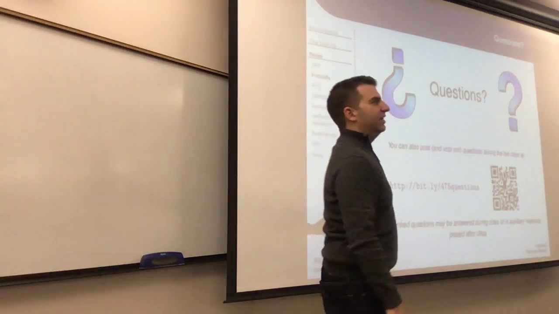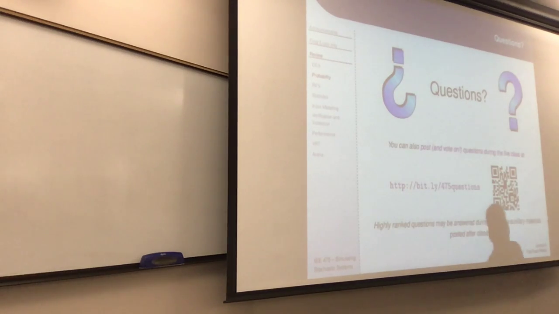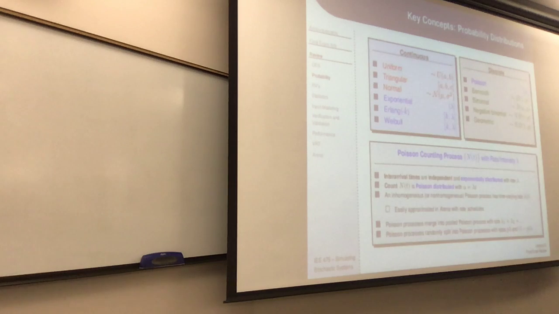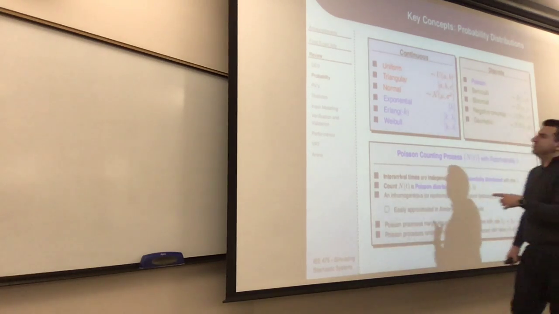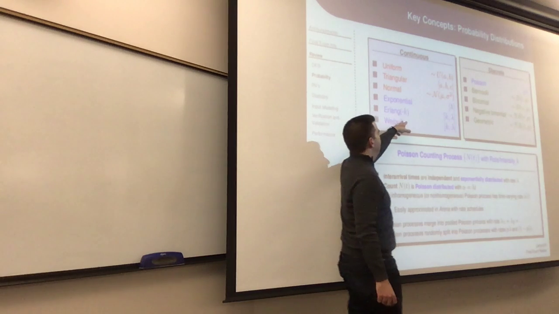So any questions about the probabilistic stuff, about any distributions, about the difference between different distributions? Yeah. Gamma distribution? I don't think I put that up here. For those that are interested, a gamma distribution is just an Erlang with a non-integer k.